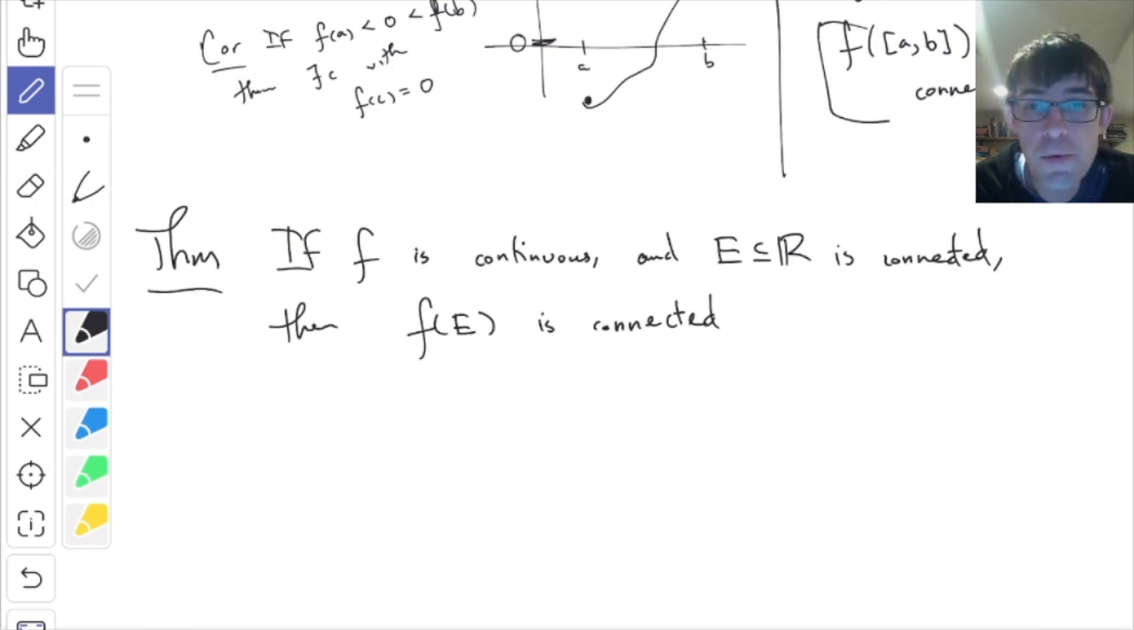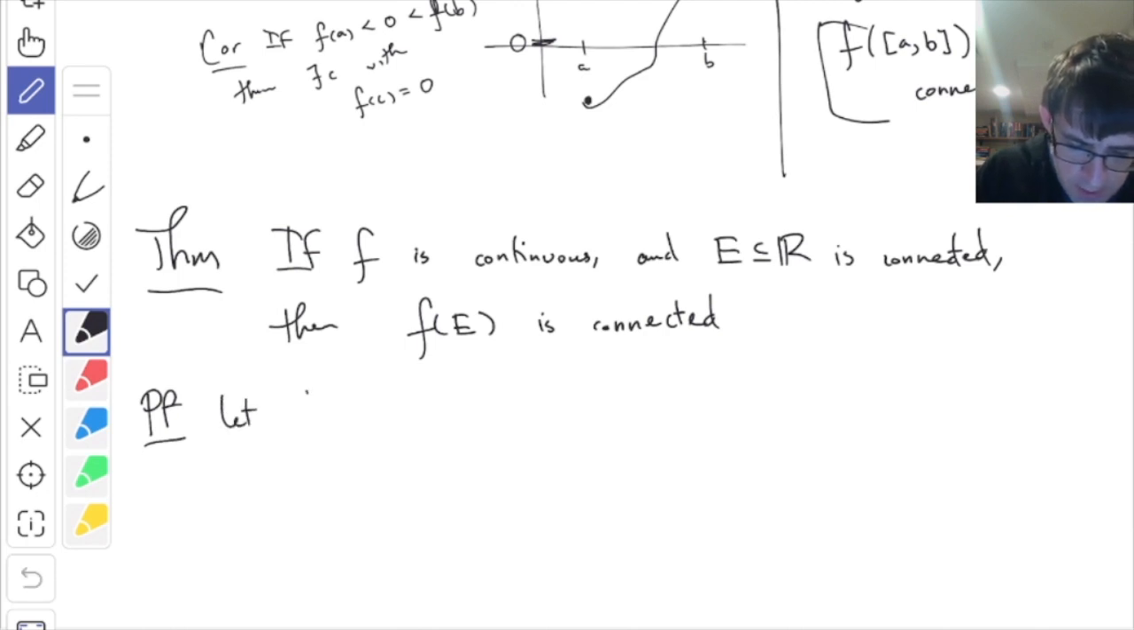I want to go through the proof of this one because, like I said, connectedness is something we haven't talked about in a hot minute. So we should refresh our memories a little bit. So let's see if we can do this. The conclusion here is that f of E is connected. So I'm going to say let f be continuous. And this is going to be by contradiction also.